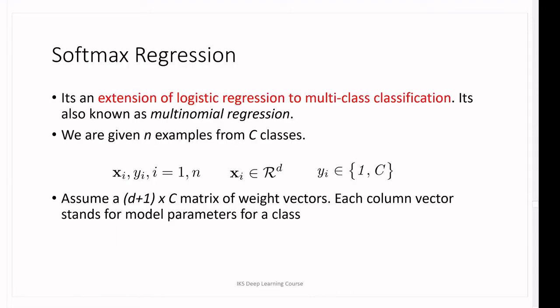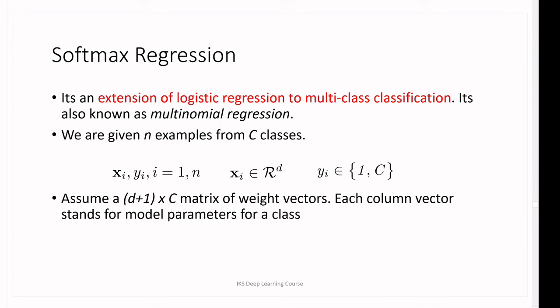Now let's look at what we mean by softmax regression. Logistic regression, as we have defined in the previous slides, basically works for 2 class problems. So the question is, how do we extend this model to a multi-class problem? The extension is known as multinomial regression.